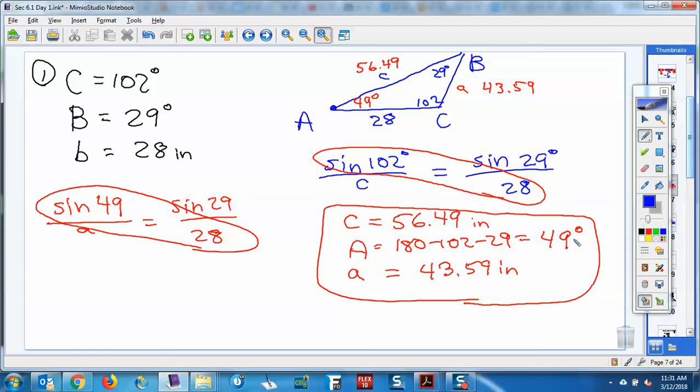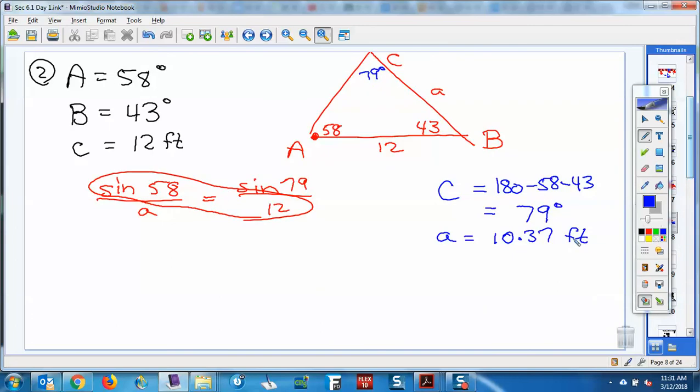There is some checking we have to do when we get to that ambiguous case, but on these problems, on angle, angle, side, or angle, side, angle, if you've done the calculations right, it all should be good. Okay? All right, and then what's left? We got, so that was 10.37. So now I got to find B.